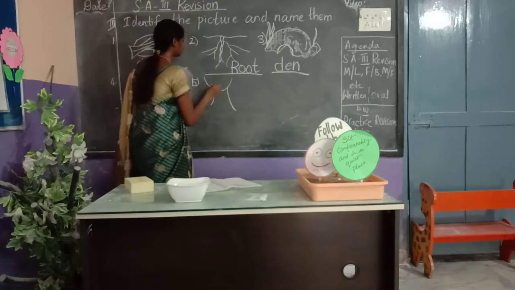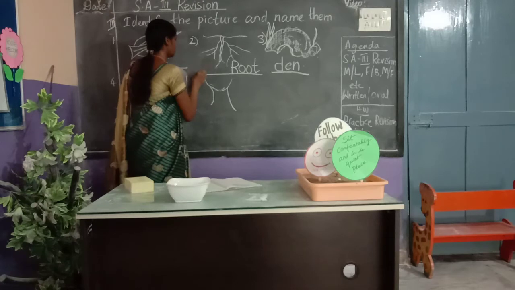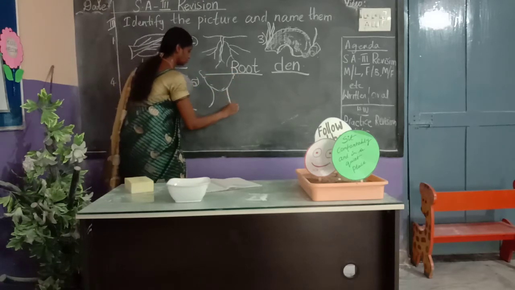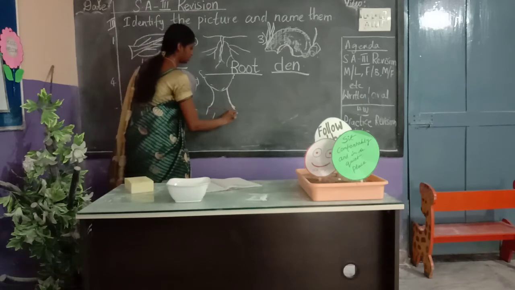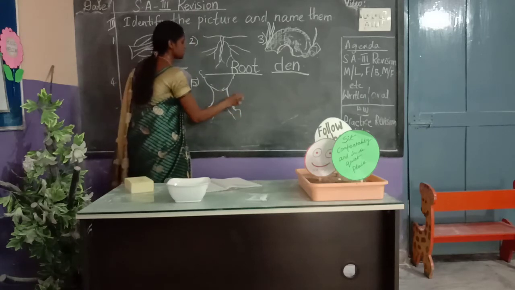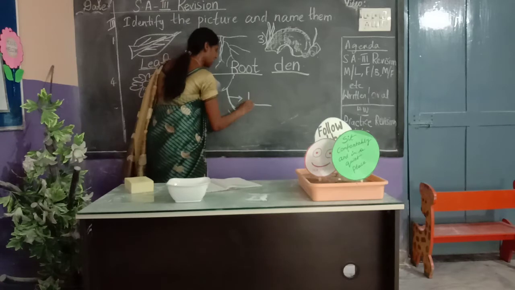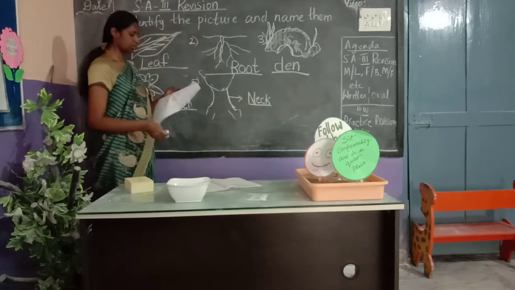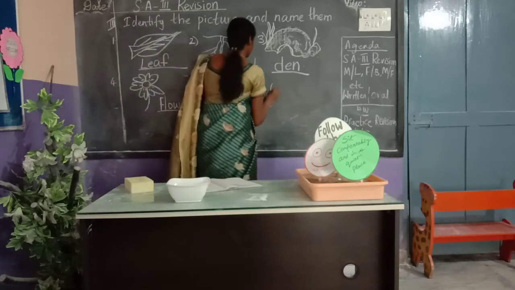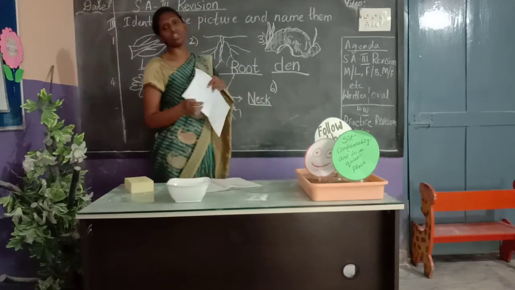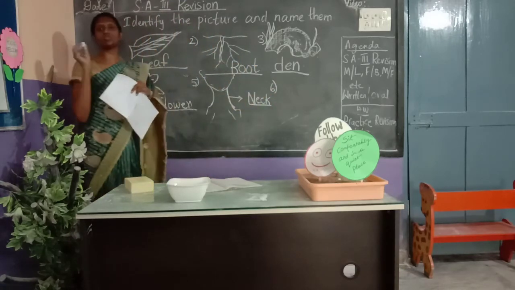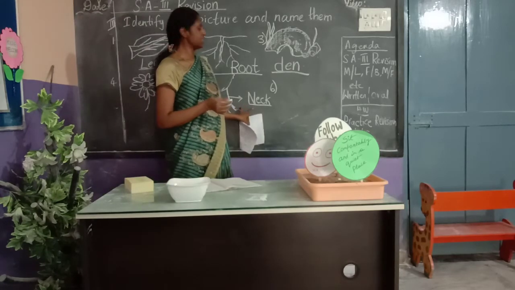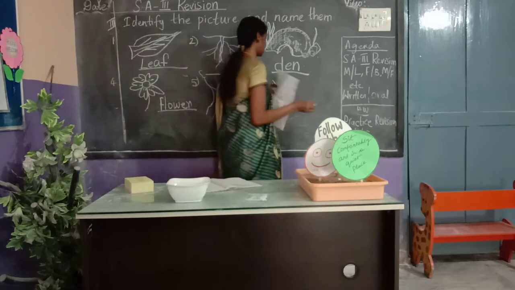Next one. So this is the face. And this is the chain. Okay, what is this? Can you tell? Neck. N-E-C-K, neck. In the question paper, pictures will be given, children. Printed pictures will be given. You have to see, identify and write the correct spelling, and write the correct name.